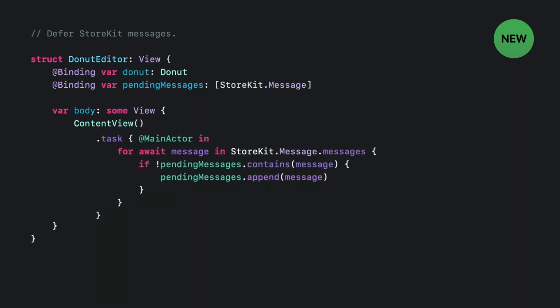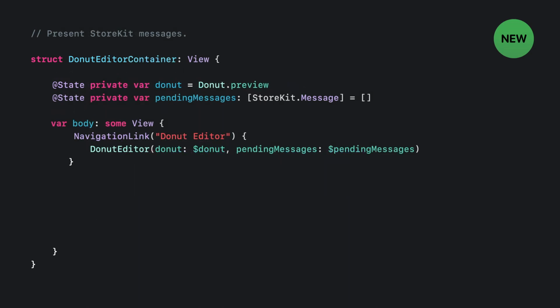As soon as the view appears, I'll set up my message listener. I'll do this by setting up a task that iterates over a static property on the message type. This property is an async sequence, and I'm able to receive messages as they come in. For my use case, I'm going to save the message in the pending messages array. Since pending messages get delivered each time your app enters the foreground, your app could receive the same message more than once. So I have this condition to avoid adding duplicate messages to my array. Then, once the view dismisses, I'll display the messages in the parent view.